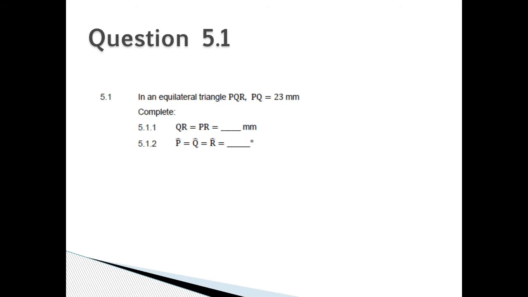5.1.2. P is equal to Q is equal to R, which is equal to how many degrees? 5.1.1. QR is equal to PR, which is equal to 23 millimeters. And 5.1.2. P is equal to Q is equal to R, which is equal to 60 degrees.